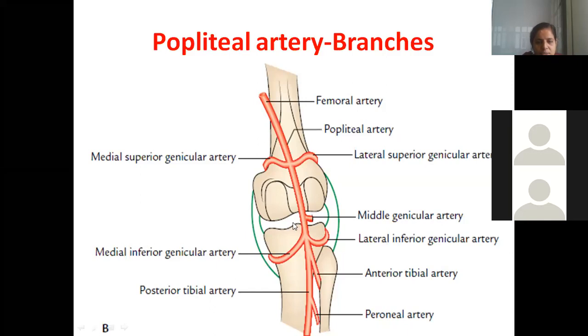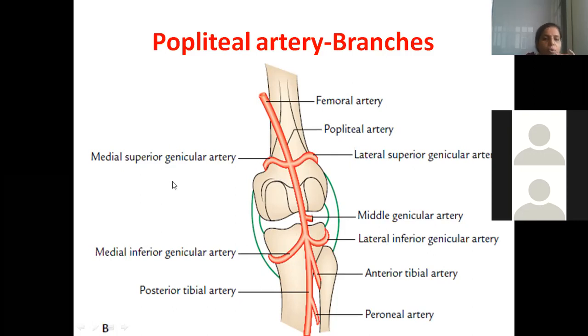Then it comes onto the posterior aspect. You can see this is the popliteal surface of the femur. The popliteal artery is now dividing into the posterior tibial artery, which is seen on the posterior aspect of the leg, and the anterior tibial artery, which pierces the interosseous membrane to go into the anterior compartment of the leg. So these are the terminal branches. Apart from this, what joint is this? Lower end of the femur and upper end of the tibia. Knee joint, isn't it? So it will give many branches which supply the knee joint.